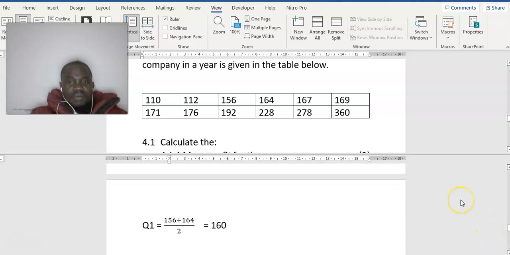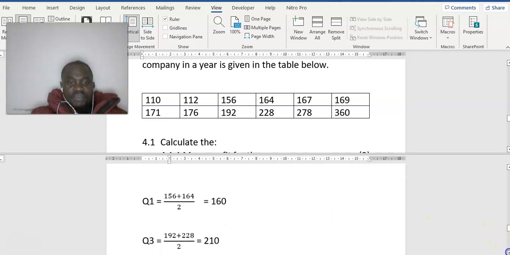We need to calculate Q1. How did we calculate Q1? We know the median falls in between 169 and 171. So to find Q1, you divide this side also into 2. So it's going to be 1, 2, 3, 1, 2, 3. So it falls in between this. So it's going to be 156 plus 164 divided by 2. That is Q1. This gives us 160.